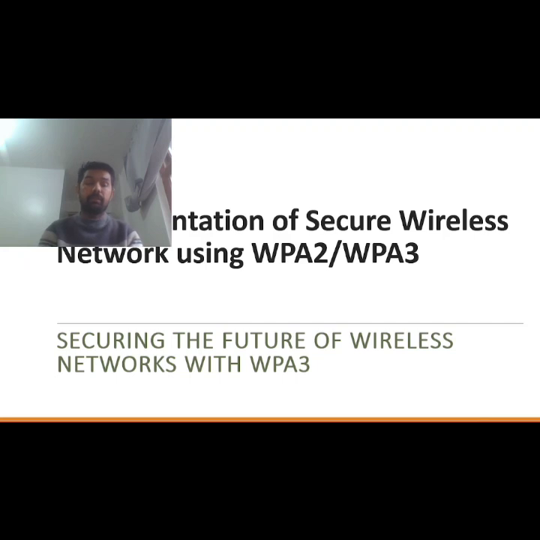Today I will present the topic: implementation of secure wireless network using WPA2 and WPA3. This research focuses on the implementation of secure wireless networks using WPA2 and WPA3 protocols. The main emphasis is on analyzing vulnerabilities in WPA2 and testing WPA3 as a security mechanism under practical conditions. This work bridges theoretical claims with experimental validation.